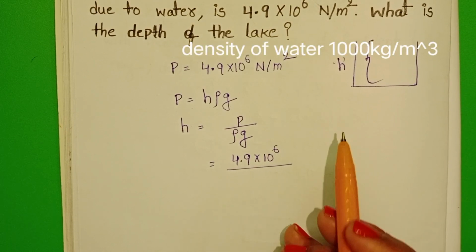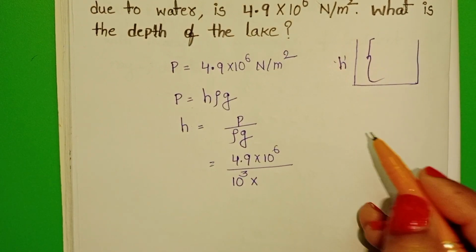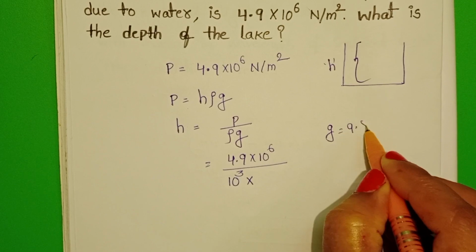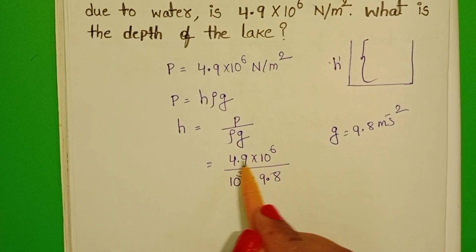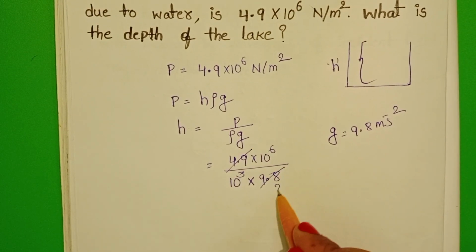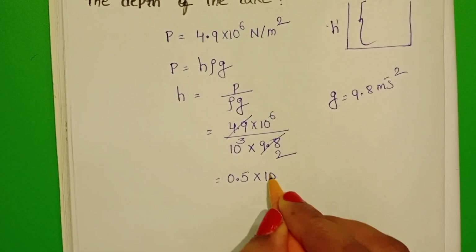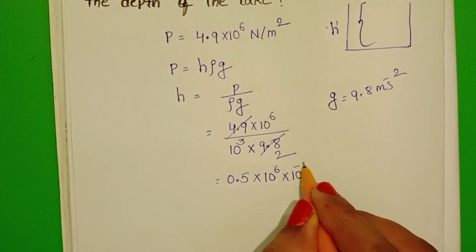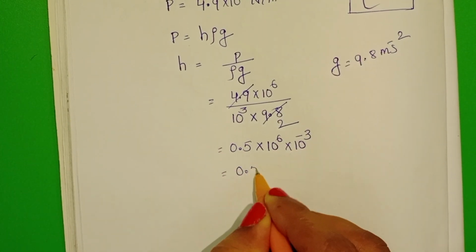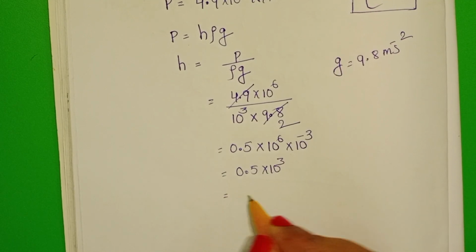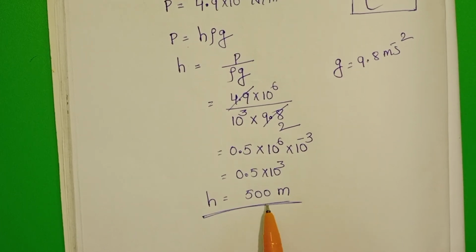Density of water we know is 1000 kg per meter cube, that is 10 power 3, and take the g value as 9.8 meter per second square. 4.9 divided by 9.8 is equal to 0.5 into 10 power 6 into 10 power minus 3. This plus 3 goes to the numerator and becomes minus. 0.5 into 10 power 3 is equal to 500 meters. So the depth of the lake is equal to 500 meters.